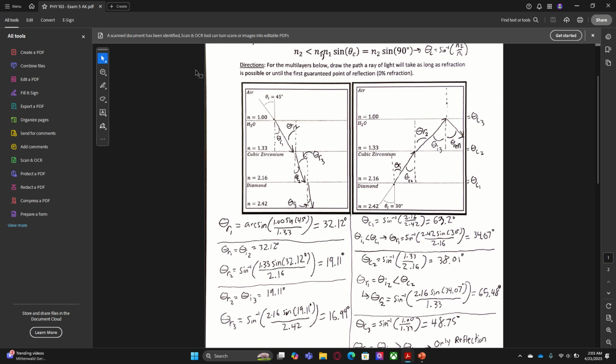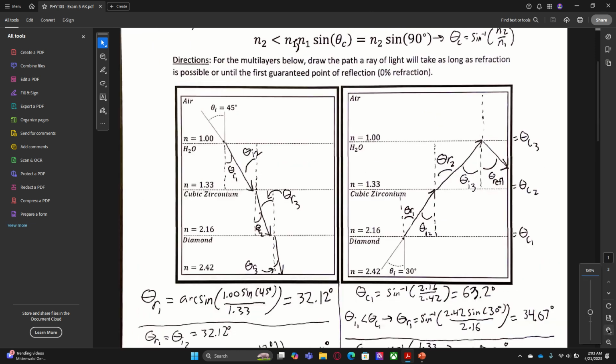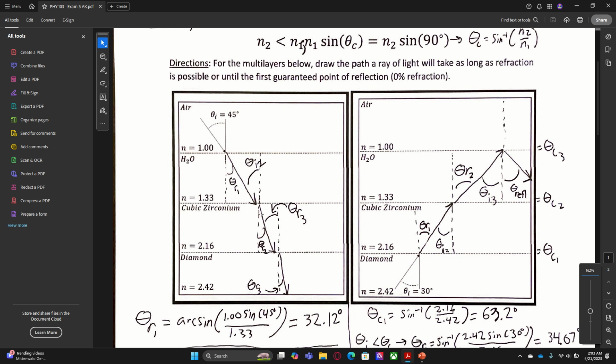As we look at this multi-layer on the left side, our incident angle in the first layer is 45 degrees. Our N1, the current layer, is going to be N equals 1 for air, and N2, the next layer, is going to be N equals 1.33.